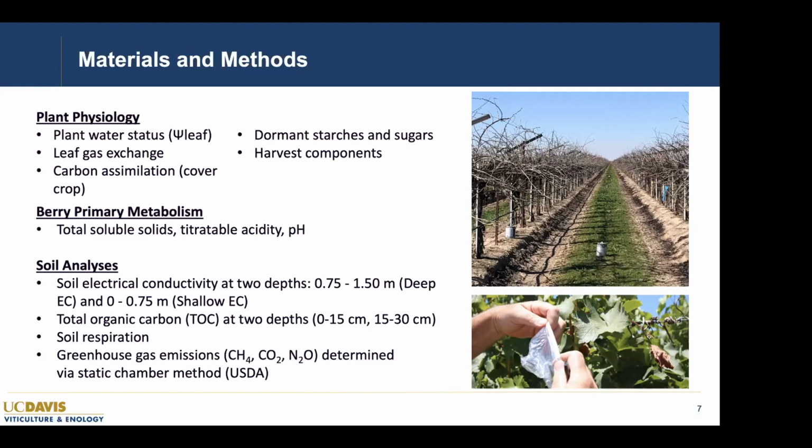And then within the soil, we measured soil electrical conductivity at 2 depths, a shallow from 0 to 0.75 meters, and then a deep from 0.75 to 1.5 meters. We measured total organic carbon at 2 depths, 0 to 15 centimeters and 15 to 30 centimeters, as well as soil respiration and greenhouse gas emissions of the primary biogenic gases, methane, carbon dioxide, and nitrous oxide, using the static chamber method from the USDA, which is shown in the top right.